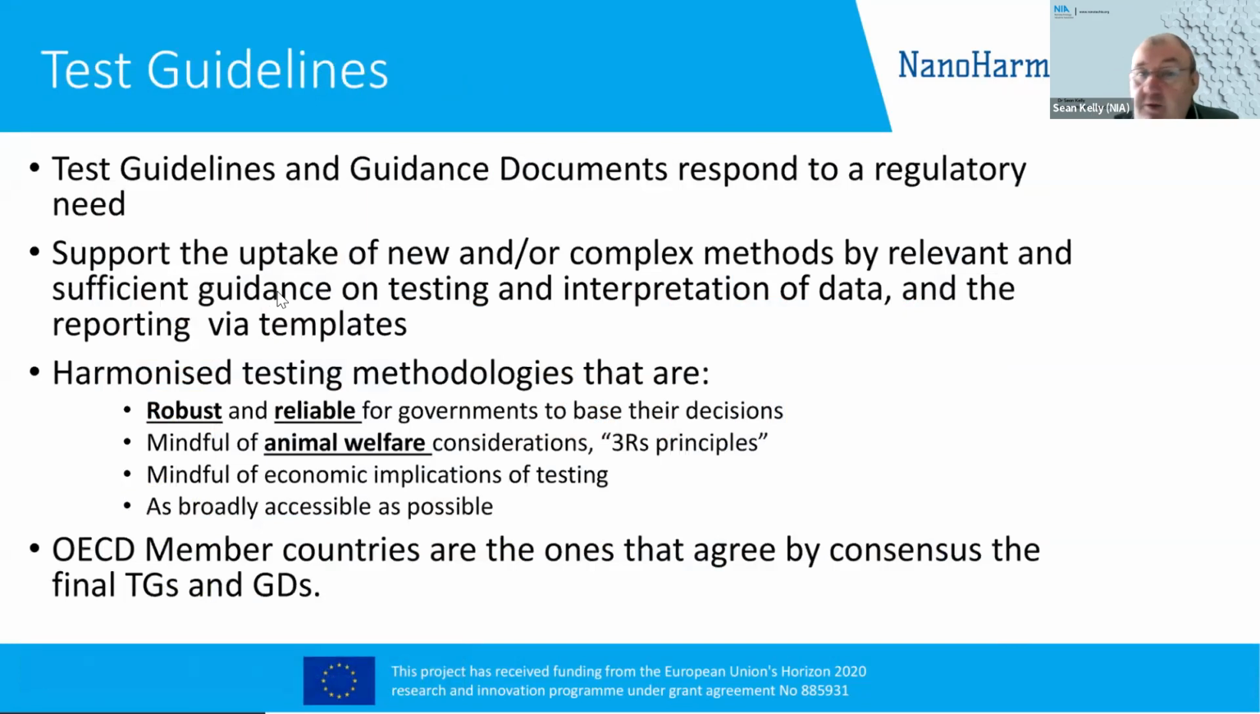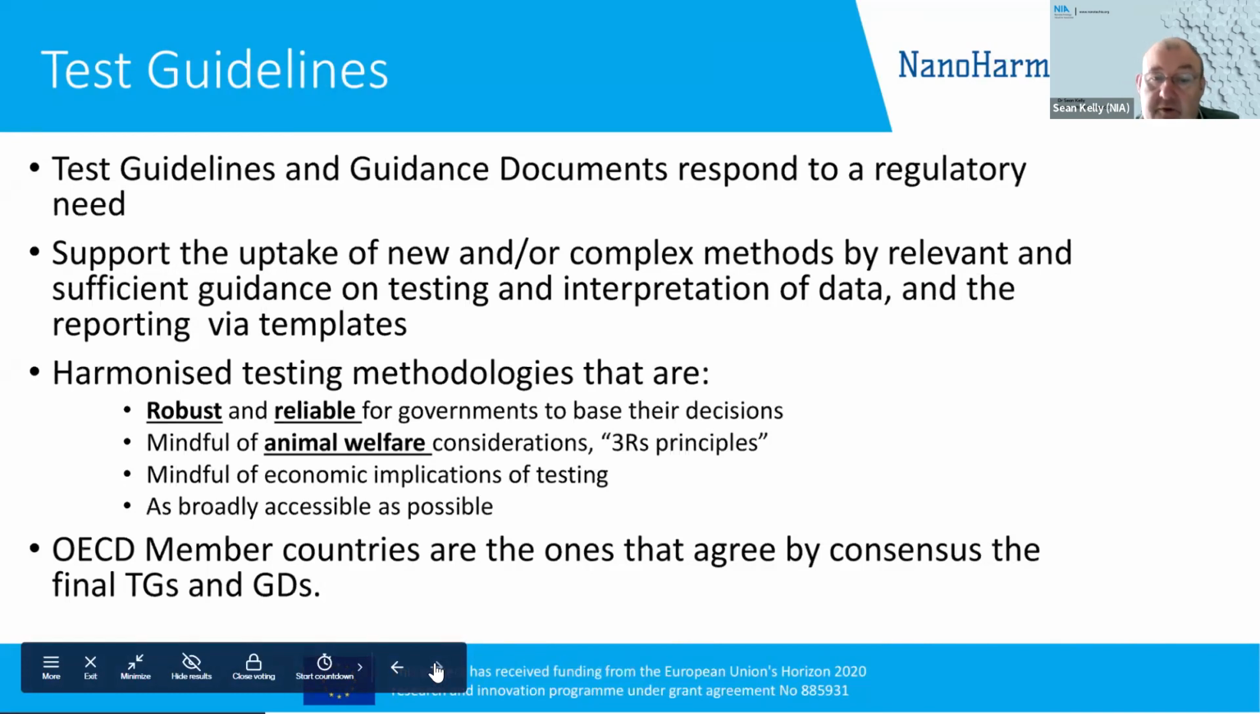Test guidelines. Most people already know this, so again, just a really brief run through. Test guidelines and guidance documents are there to respond to a regulatory need. They support the uptake of new or complex methods by producing relevant and sufficient guidance on testing, interpreting data, and how that can be reported via templates. It's about introducing harmonized testing methodologies that are robust and reliable, that are also mindful of animal welfare considerations, and also considering the economic implications of testing. So trying to make sure that testing doesn't become overly expensive, and to make sure that these are as broadly accessible as possible. OECD member countries are the ones that agree on the final test guidelines and guidance documents. And you'll hear a little bit more about this as we move through this webinar and indeed in our future webinars as well.